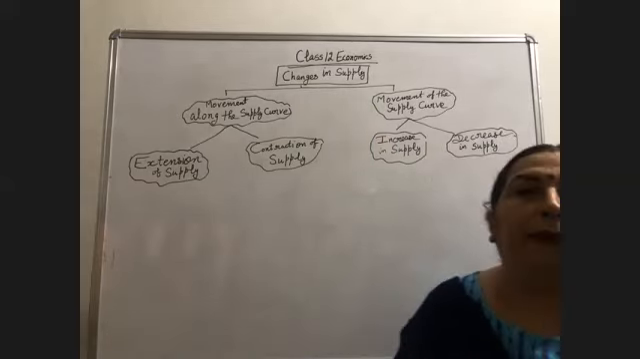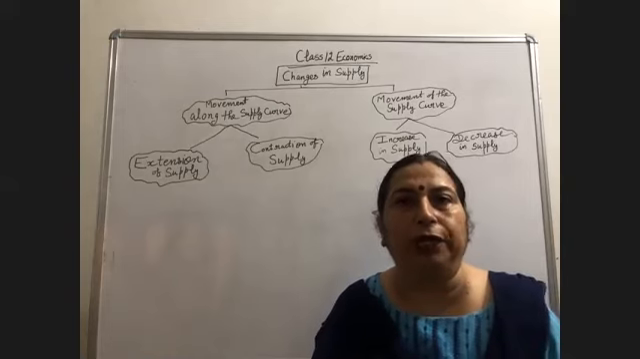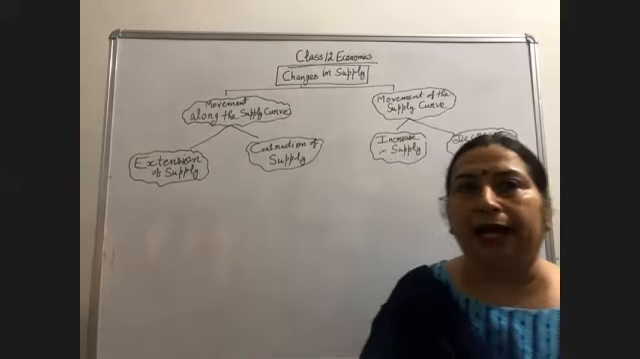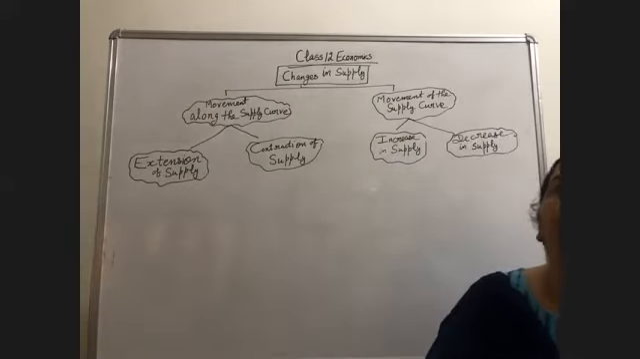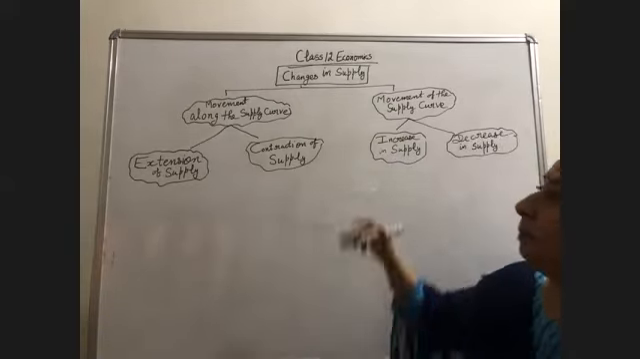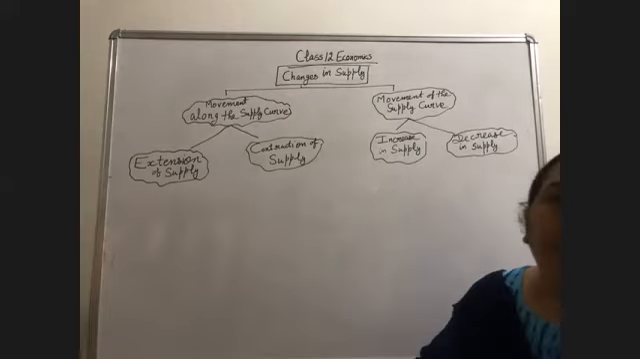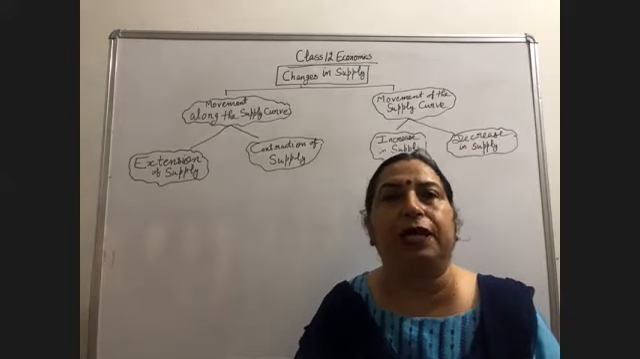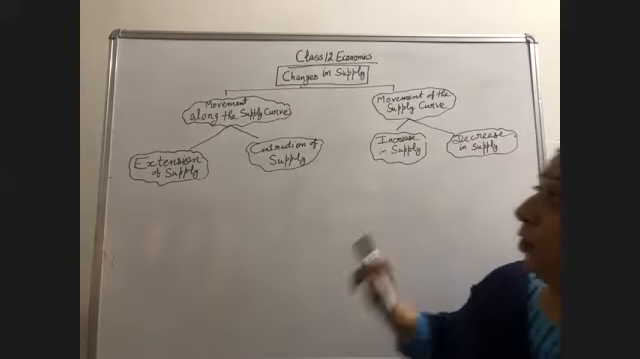We started supply, and I told you that in demand we are talking as the consumer. We are thinking like a consumer. But here in supply, we are taking ourselves as a producer and we are thinking like a producer.